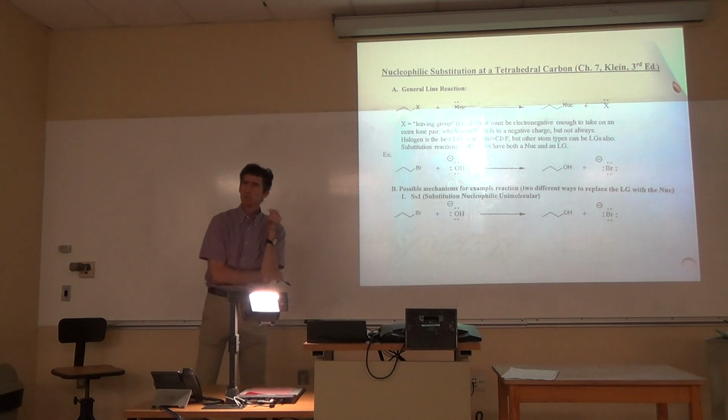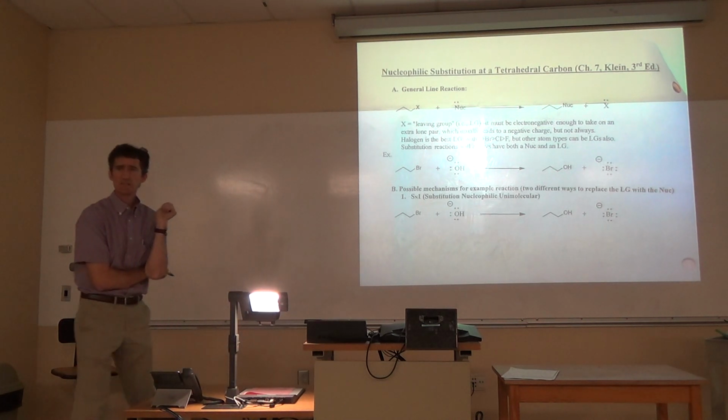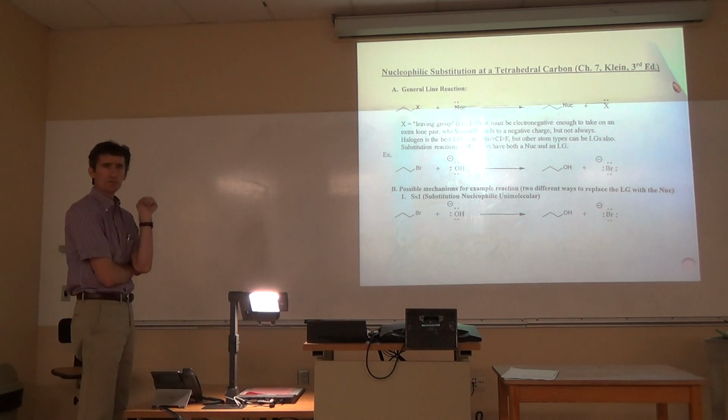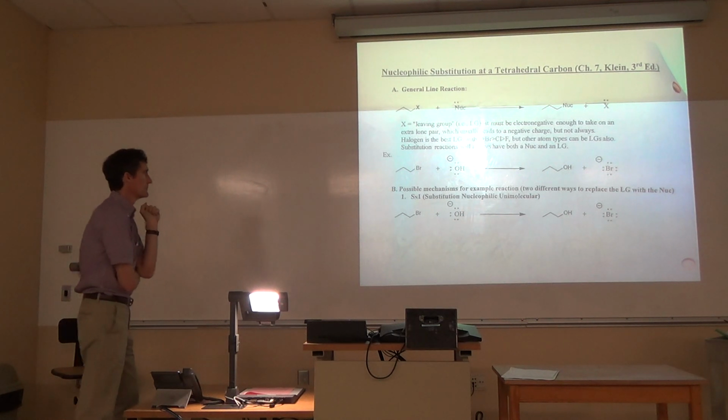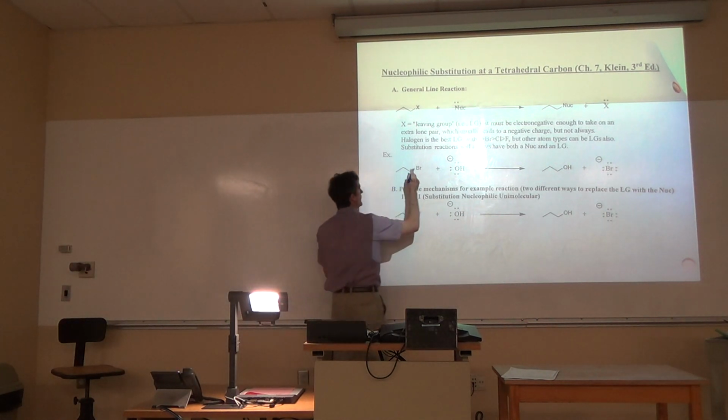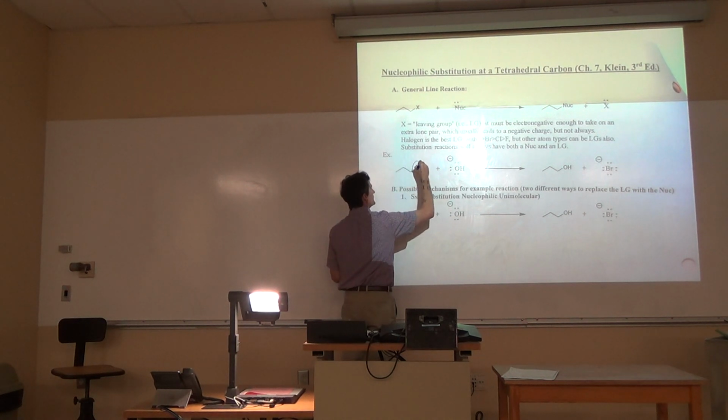I'd like to hear from you. What can we do here? What do we need to do? What could be a first step, Maddie? You could transfer the electrons on the bond from the carbon to bromine onto bromine. These electrons go here. Yeah.